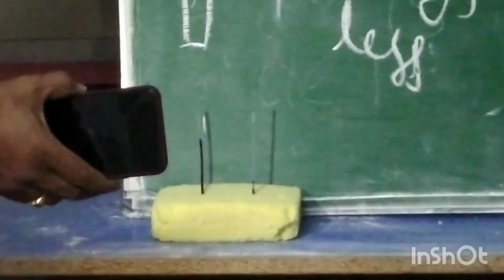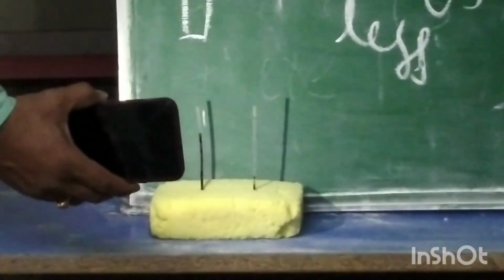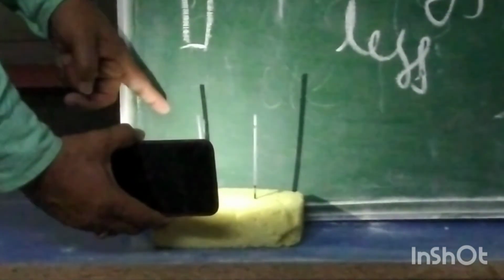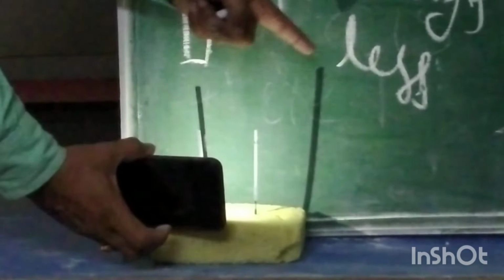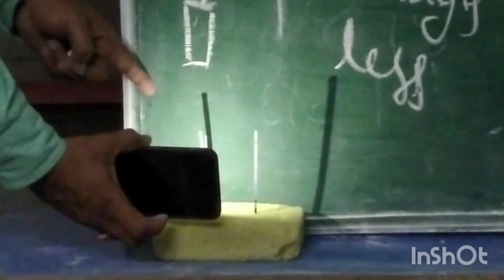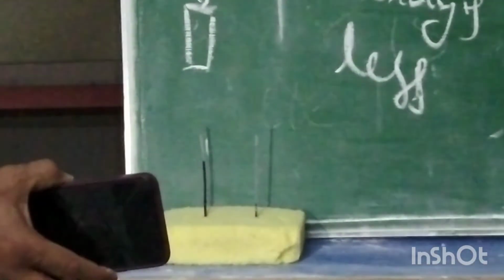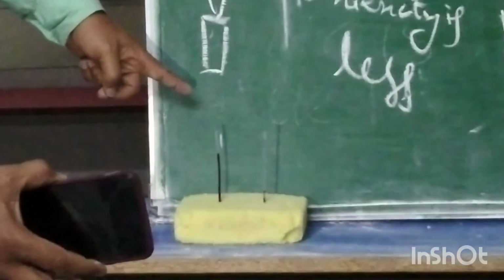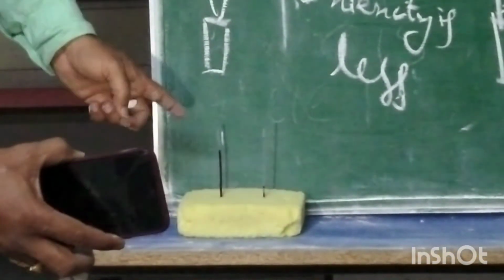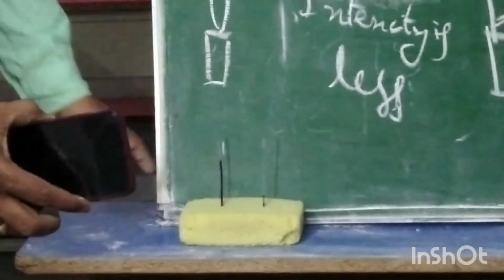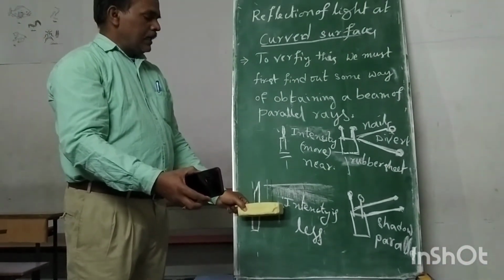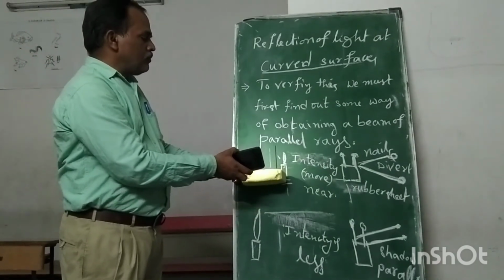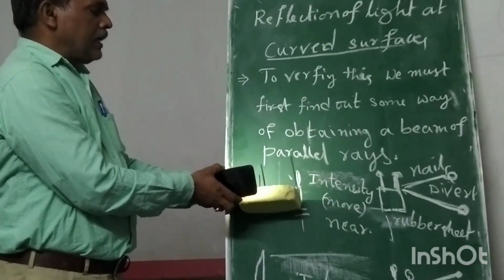If it is going nearest, what will happen? You see, it is diverging. Very near, then what will happen? These two are diverging. The shadow is from different directions. And now we go to the far end, then what will happen? Parallel to each other. So the intensity of light is very less. It is parallel. And if the intensity is more, it is diverging.